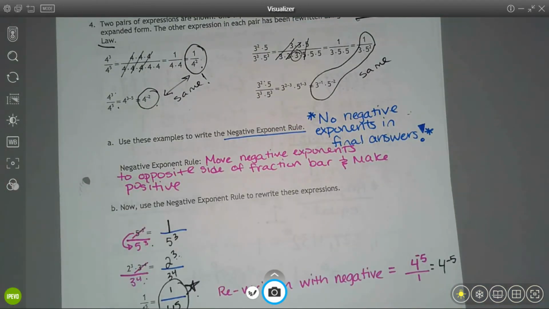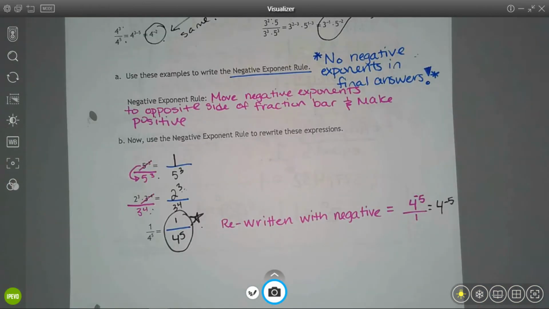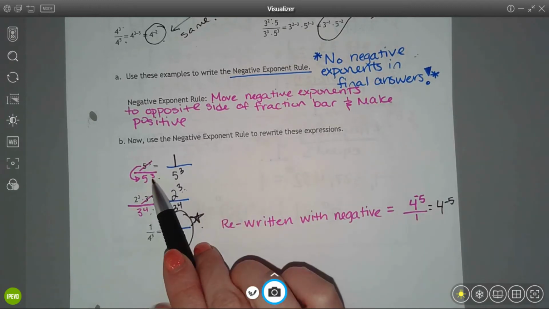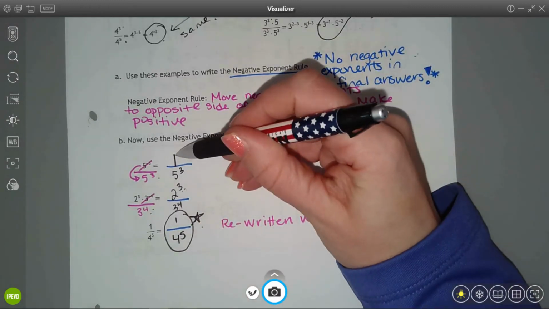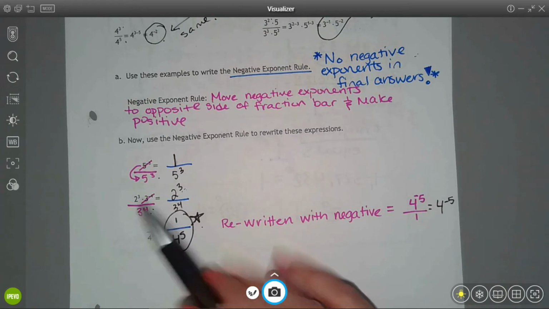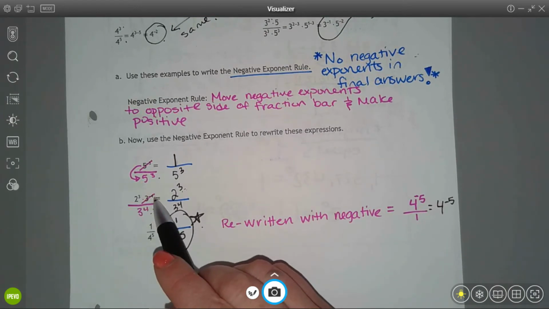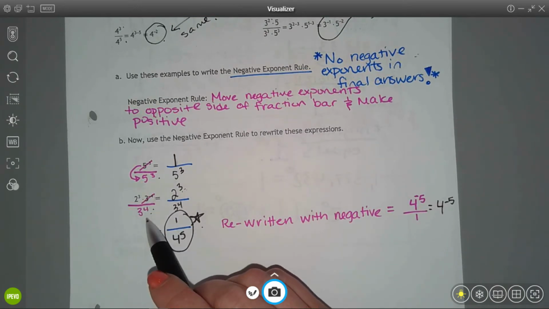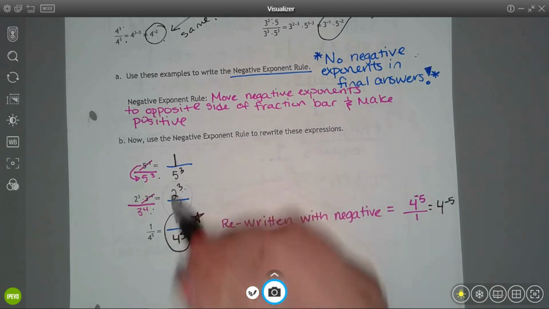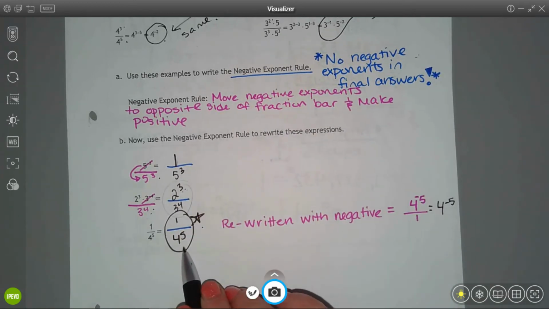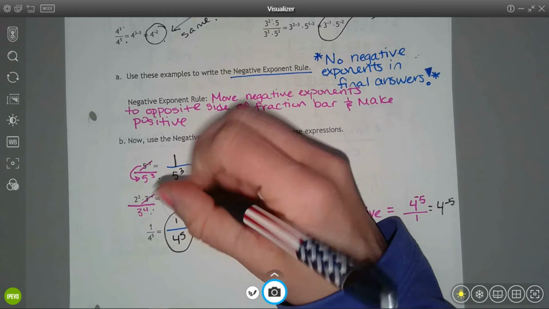Here's a couple of examples here. Okay, 5 to the negative 3, put it on the bottom, make it positive. I'm left with a 1 on top. Here, only that 3 has the negative exponent, so the 3 goes to the bottom, makes it positive. Here, this is our proper way. That is how we want to write it.